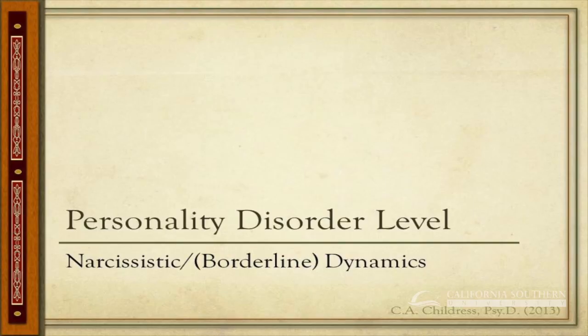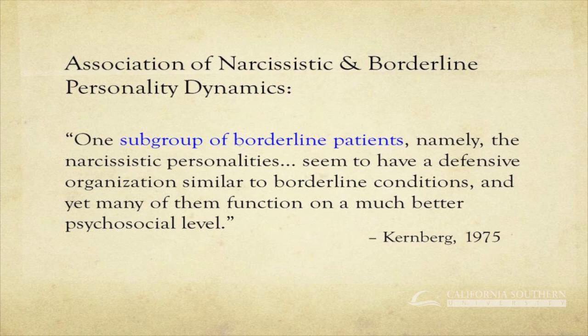So let's drop down a level to the personality disorder dynamics that are involved. And first off, there's an association between narcissistic and borderline personality. Kernberg talks about one subgroup of borderline patients, namely the narcissistic personalities, seem to have a defensive organization similar to borderline conditions, and yet many of them function on a much higher psychosocial level.